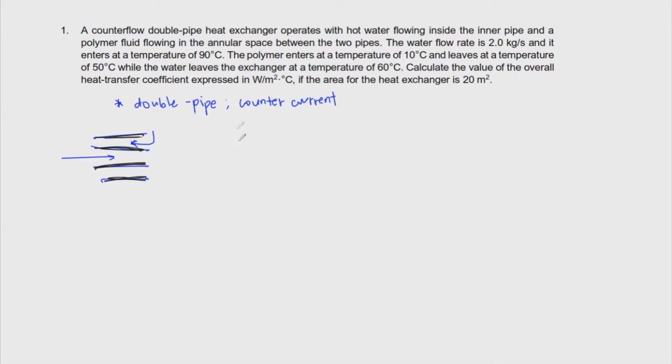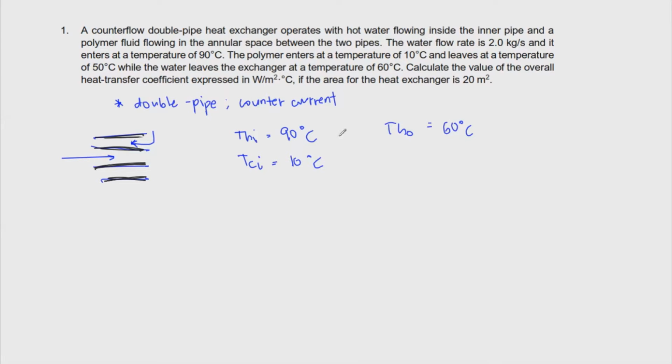So in short, if we have hot fluid that flows inside the tube, we have THI. So that is the hot fluid that flows inside, and that is equal to 90 degrees Celsius. And then this polymer enters at a temperature of 10 degrees Celsius. So that's our cold inlet. So that's TCI, and that is 10 degrees Celsius. Now then, this hot fluid will cool down to 60 degrees Celsius. So we have THO, and that's 60 degrees Celsius.